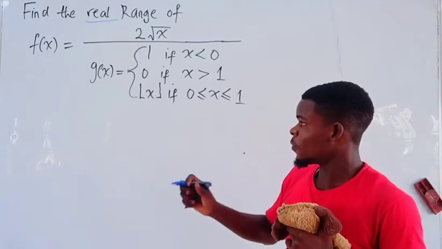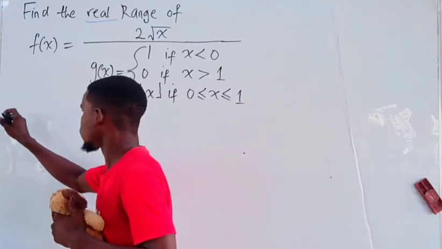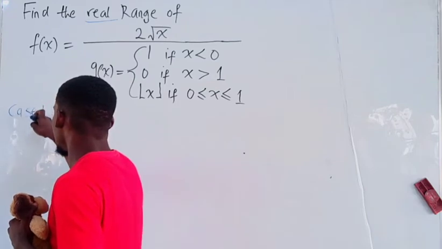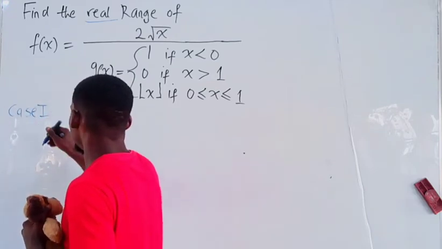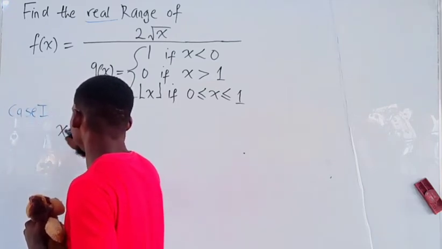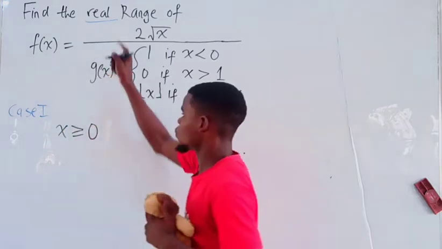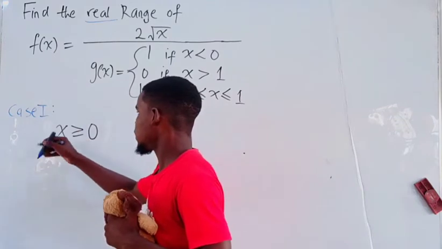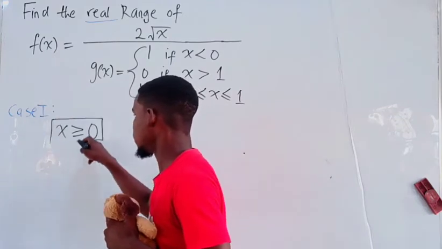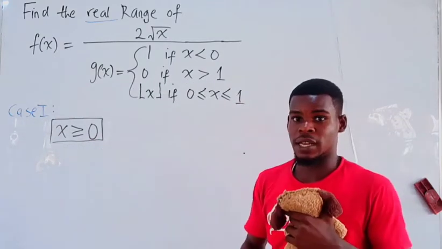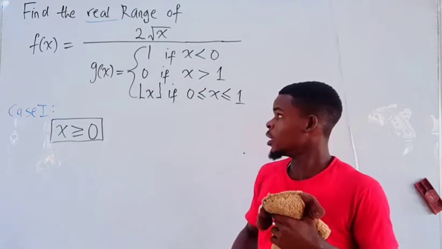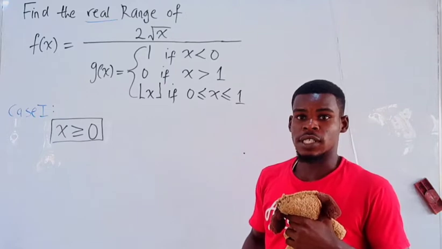So for that, I'm going to start with case 1. In case 1, I'm going to put it down that the input, which is x, should be bigger than or equal to 0 in order for the square root of the numerator to be defined. Since that is the case, that already tells us that we want every real number bigger than or equal to 0 to be the input in order for the numerator to be defined. Great. The next thing is to consider the denominator.